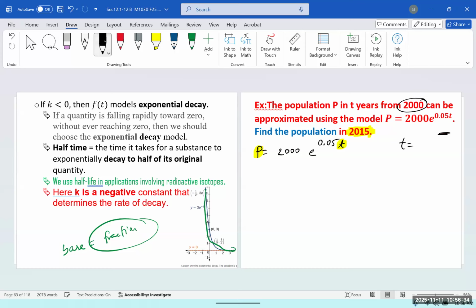We look at the difference. For 2000, it's t. So for 2015, our t will be 2015 minus 2000, which is 15 years. So they actually gave us the year, how many years we are waiting. So 2000 e to the 0.05 times 15. That means we don't need the log because there is no variable to solve for on the power. We only use ln when we have a variable on the power that needs to come down.